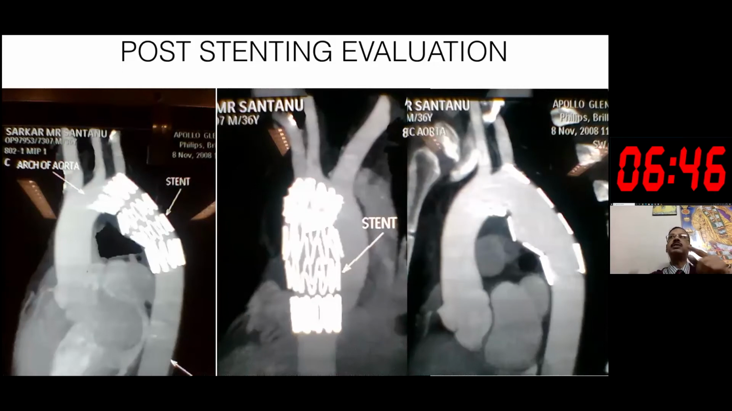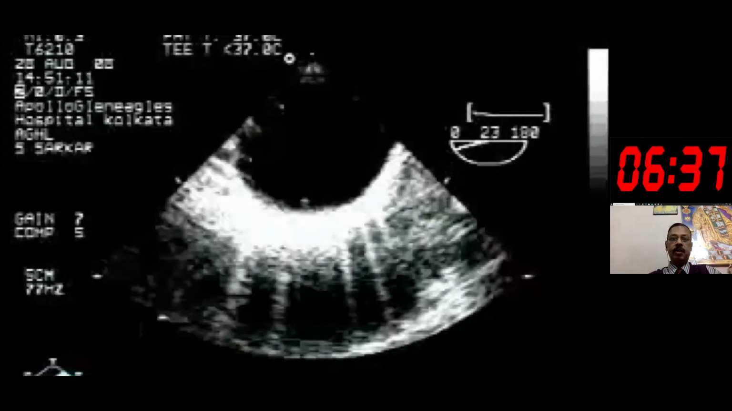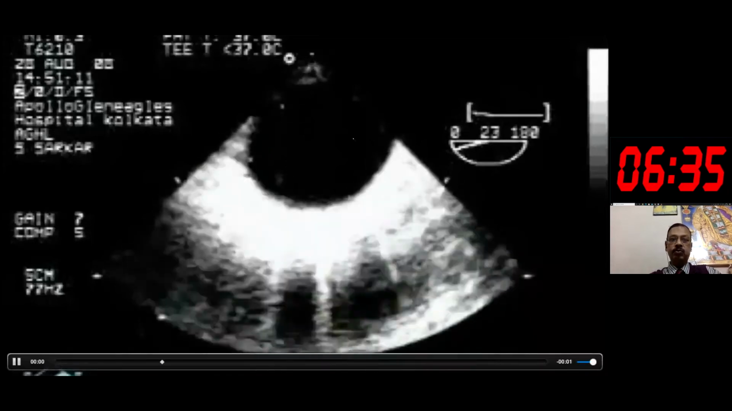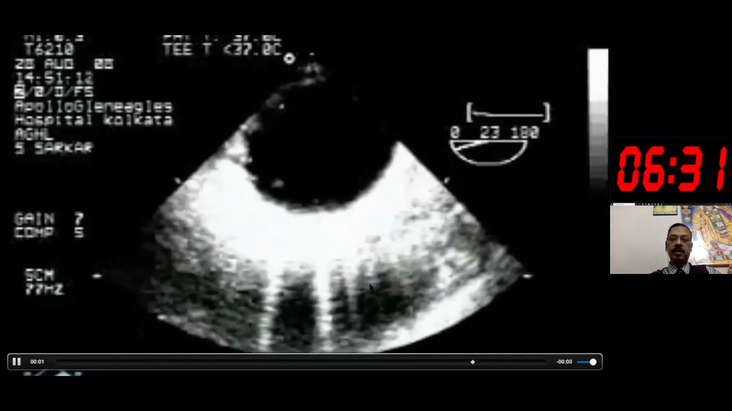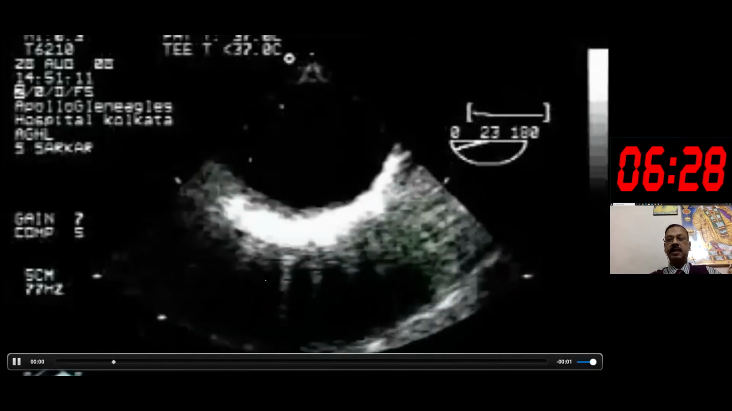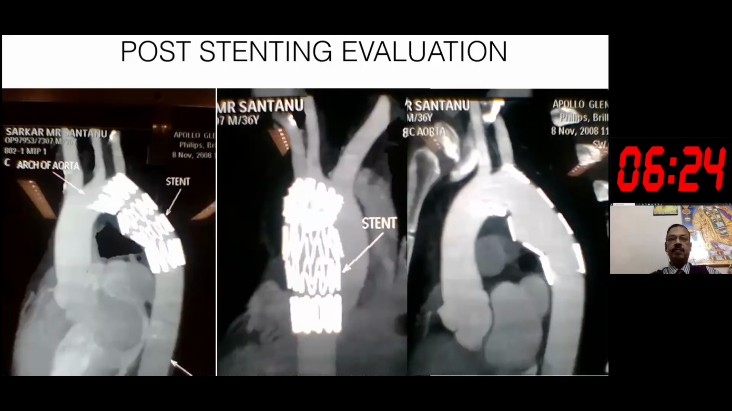And this is how the endovascular stent looks in transesophageal echocardiography. You can see the endovascular stent is there, and because of the metallic material, there is a lot of acoustic shadow you can see here. So this is basically an endovascular stent graft.